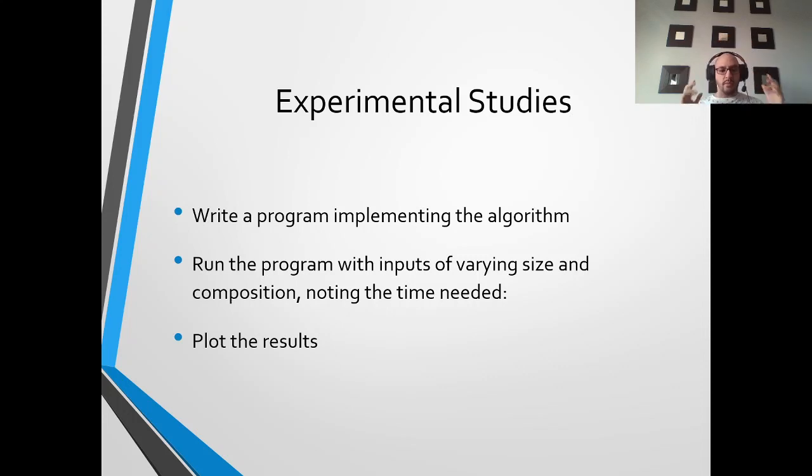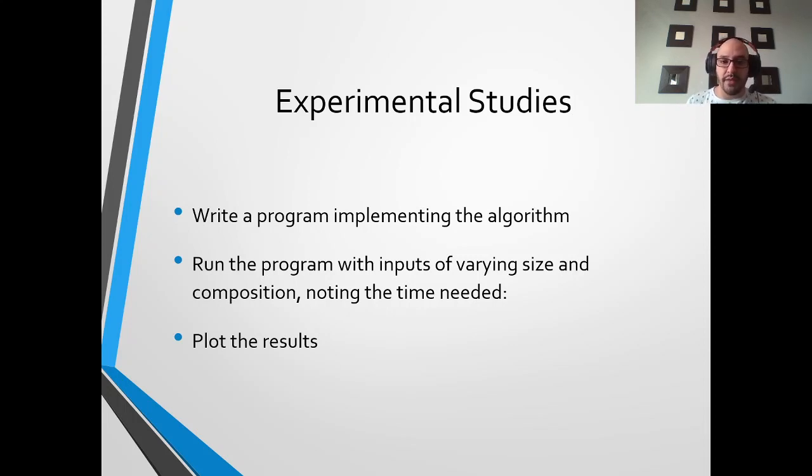Hello everyone, welcome to the third video on algorithm analysis. What we're going to be covering in this one is the experimental studies of an algorithm. To do so, we just pretty much have to follow three steps. The first one is to write the algorithm in a programming language, then run the program with different input sizes, and finally see how long each one of the inputs is taking and plot the results. So it should be fairly straightforward.